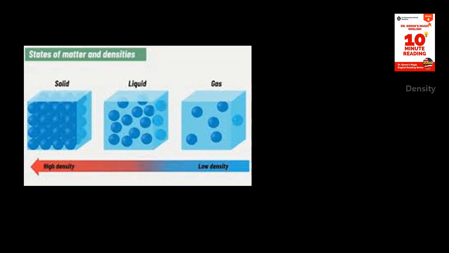Now that you know what density is, can you think of some things in your everyday life that might have different densities? Maybe a basketball and a tennis ball, or a sponge and a rock. Keep your eyes open and see what you can find.